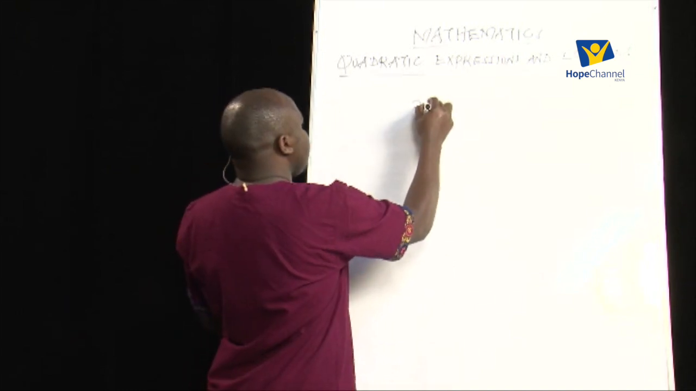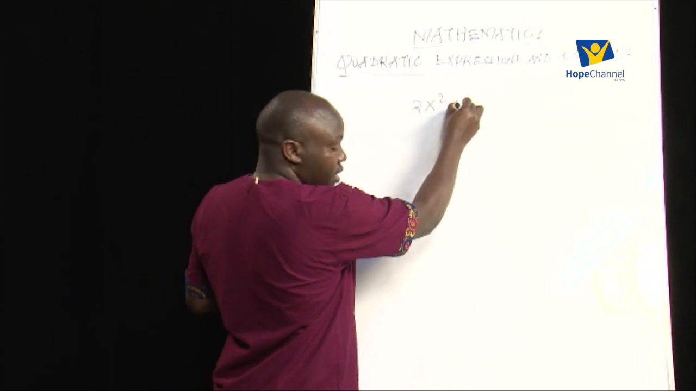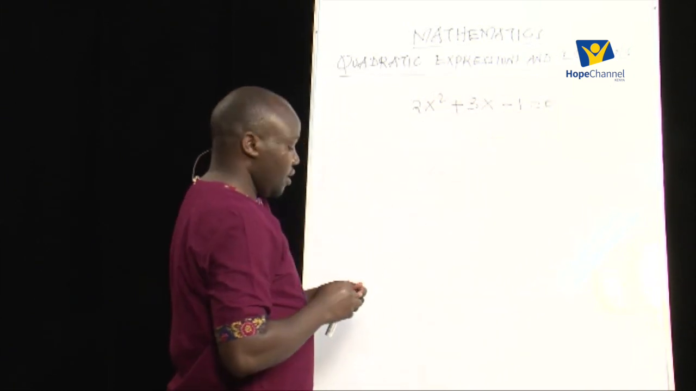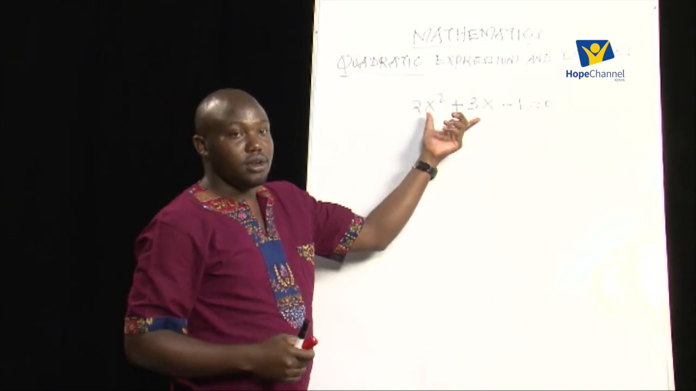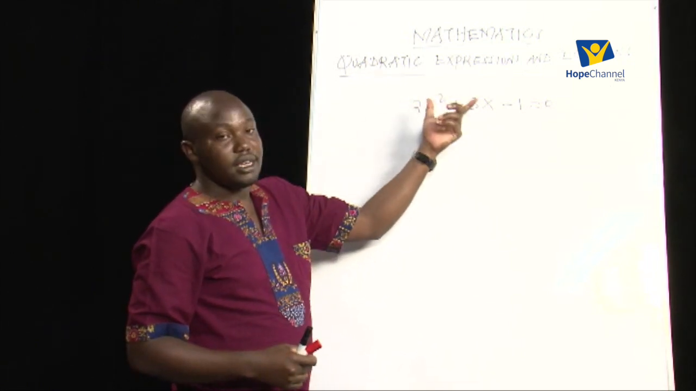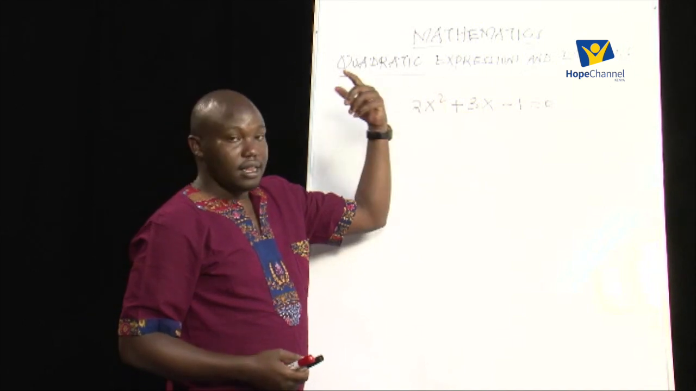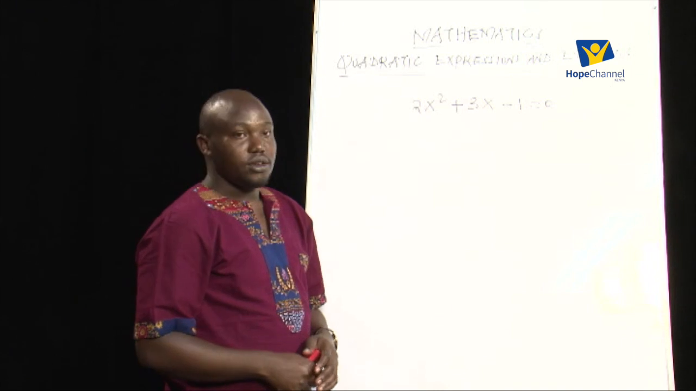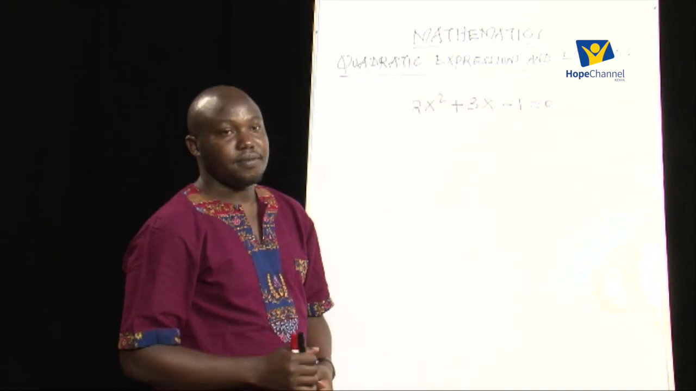So I'm going to have 2x squared, then add 3x minus 1 is equal to 0. Try using the completing square method, try using the product sum rule, and see if it works. If it doesn't, then you know where to start from and do a recap of that. So don't go far, stay tuned.